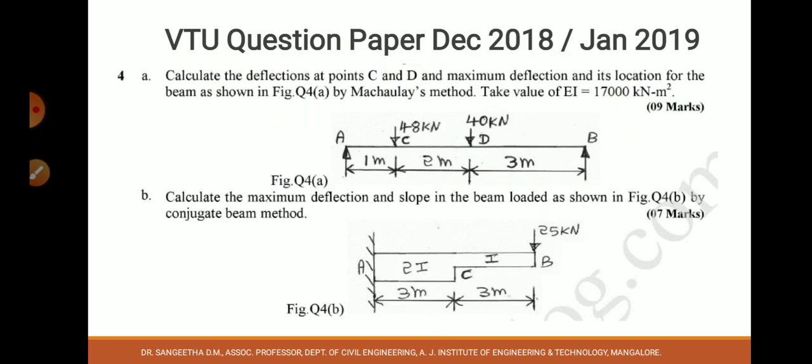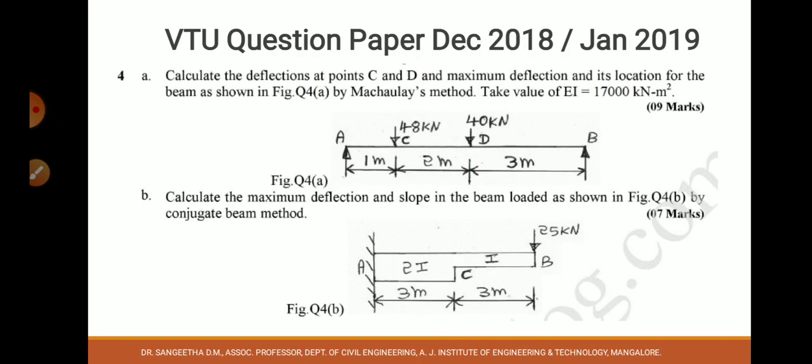And here we have several questions from the previous years' question papers which I would like to discuss. Calculate the deflection at point C and D and maximum deflection at its location for the beam shown in figure below using Macaulay's method. Take EI value of 17,000 kilonewton meter square. So this is a simply supported beam with 2 point loads. Almost similar kind of problem we have discussed. And this is a question paper problem from December 2018 January 2019.